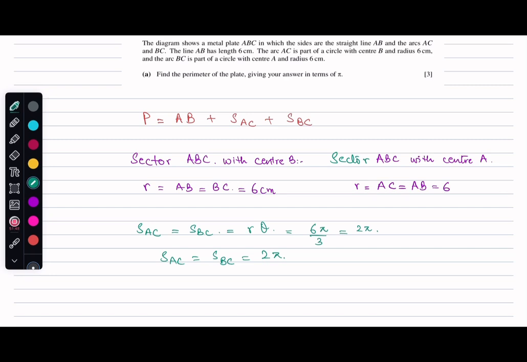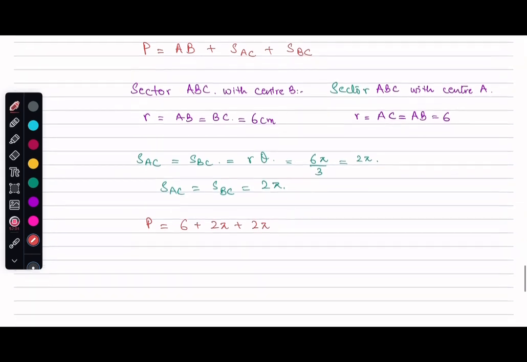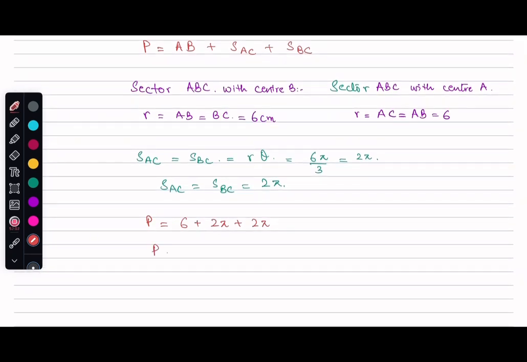So to get the perimeter, I should say that my perimeter here is going to be AB. AB was 6, and then arc length AC, which is 2 pi, and arc length BC, which is also 2 pi. So leaving my answer in terms of pi, I can say that this answer here is going to be 6 plus 4 pi. So this should give us the answer for the perimeter of the metal plate that we have in the question.